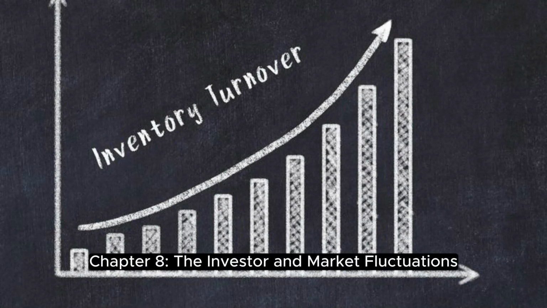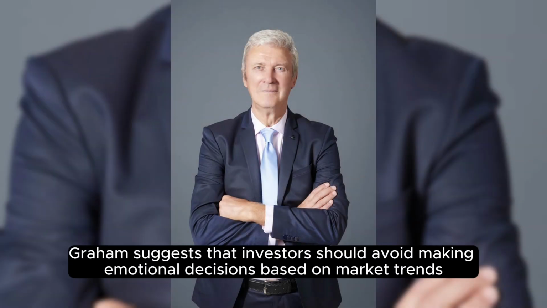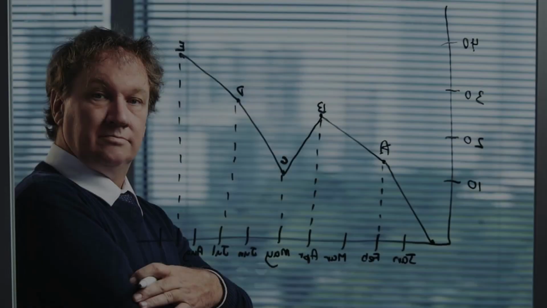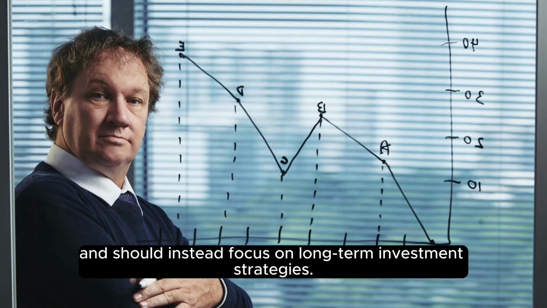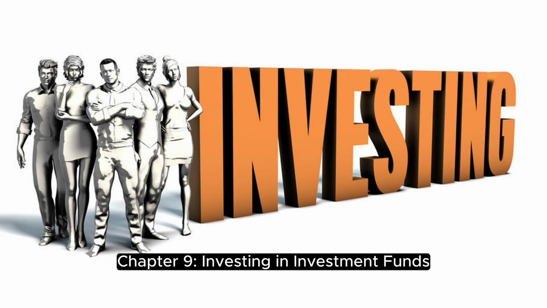Chapter 8: The Investor and Market Fluctuations. This chapter focuses on the impact of market fluctuations on investment decisions. Graham suggests that investors should avoid making emotional decisions based on market trends, and should instead focus on long-term investment strategies.